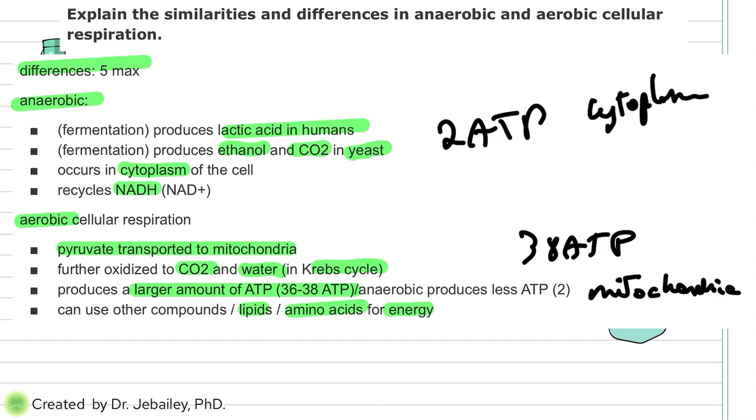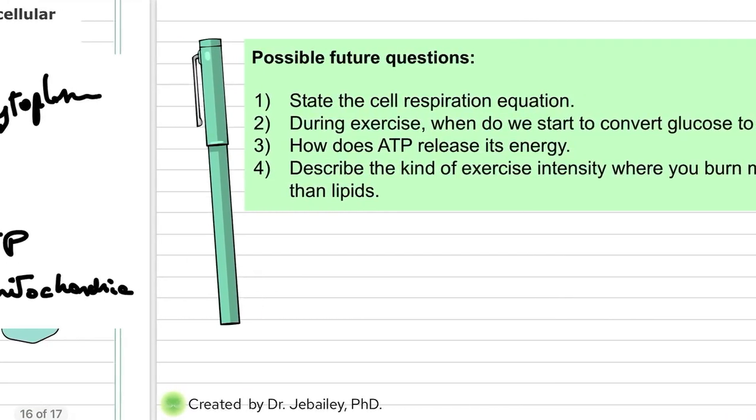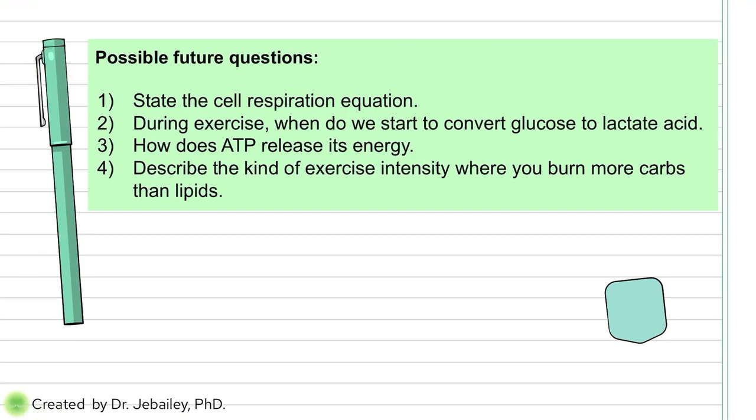So you can see that here, you usually are producing lactic acid if you're in humans, ethanol and CO2 in yeast, while here it is basically water and CO2. So these are the major differences between aerobic and anaerobic cell respiration. And this is pretty much the main question that comes up for ESA when it comes to cell respiration. But of course, they will ask you to state the equation, what happens with exercise, going from glucose to lactic acid, talk about how ATP is being released, and what kind of exercises burn more carbs and lipids. The answers to these can be found in my video on cell respiration. But the questions that I went through right now are the most common questions when it comes to cell respiration. And that's pretty much it.